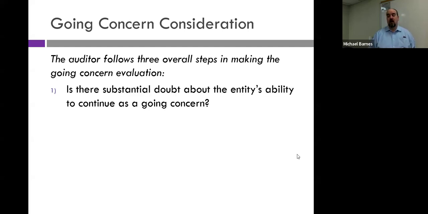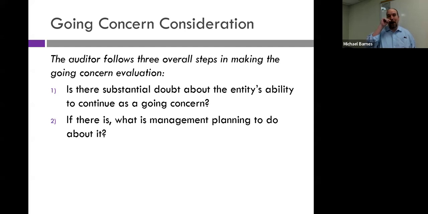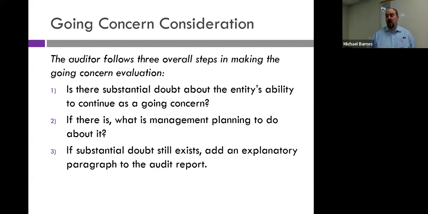First of all, answer the question: is there substantial doubt about the entity's ability to continue as a going concern? If the answer is no, then we can just move on with our audit and our lives. But if the answer is yes, we're going to talk to management. We're going to say, hey, what are your plans? You've got to fix this problem, otherwise your company's not going to be in business. If we talk to management, they're aware of the issue, and I'm satisfied with their ability to solve this problem, we can again move on. But if we still think substantial doubt exists, then we need to add an explanatory paragraph to the audit report.